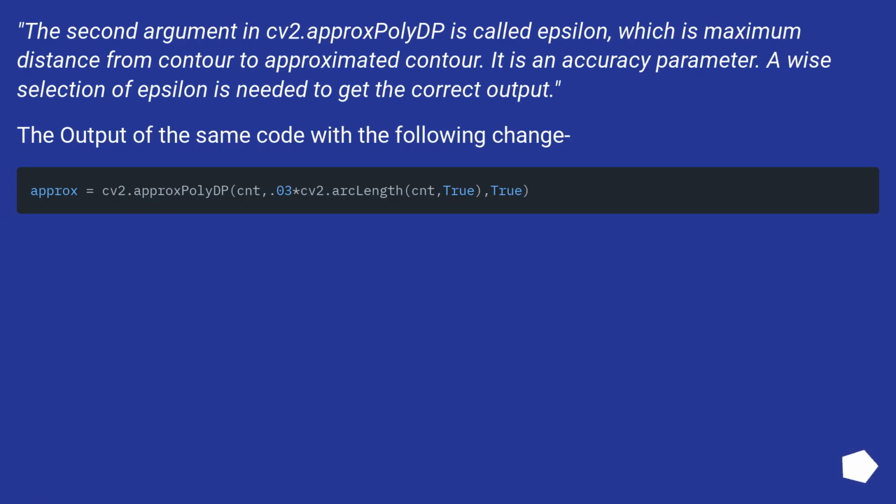The second argument in cv2.approxPolyDP is called epsilon, which is the maximum distance from contour to approximated contour. It is an accuracy parameter. A wise selection of epsilon is needed to get the correct output. The output of the same code with the following change.